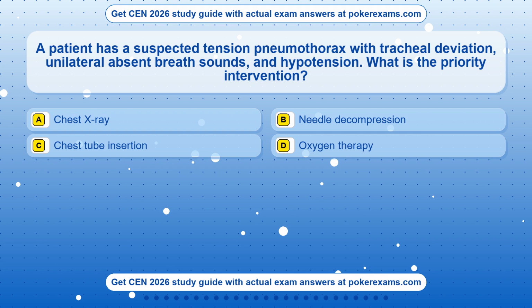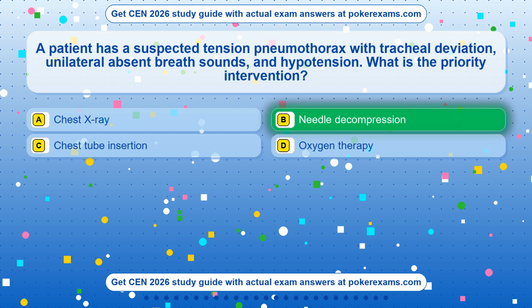Question 4. A patient has a suspected tension pneumothorax with tracheal deviation, unilateral absent breath sounds, and hypotension. What is the priority intervention? Option A. Chest X-ray. Option B. Needle decompression. Option C. Chest tube insertion. Option D. Oxygen therapy. The correct answer is option B.